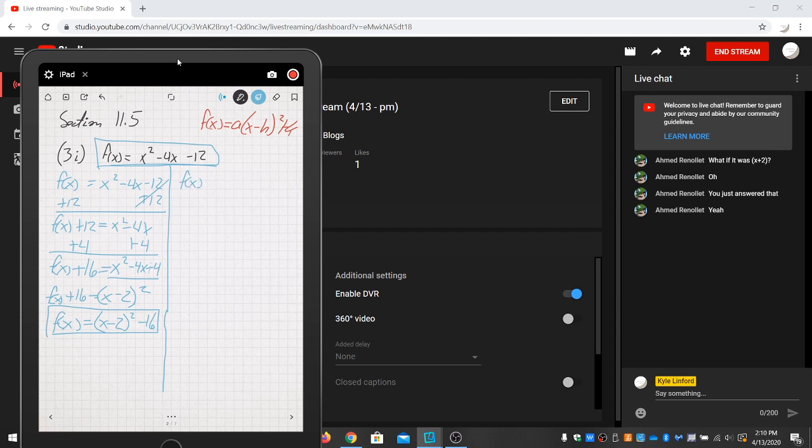I have f of x equaling x squared minus 4x minus 12. What I'm going to do now, instead of moving the 12 over, I'm just going to leave it. Some books will say, try to write this where you include a space in between the 4x and the negative 12.